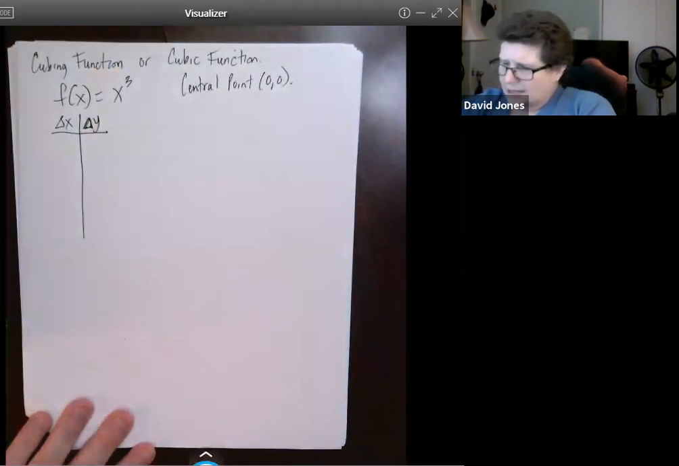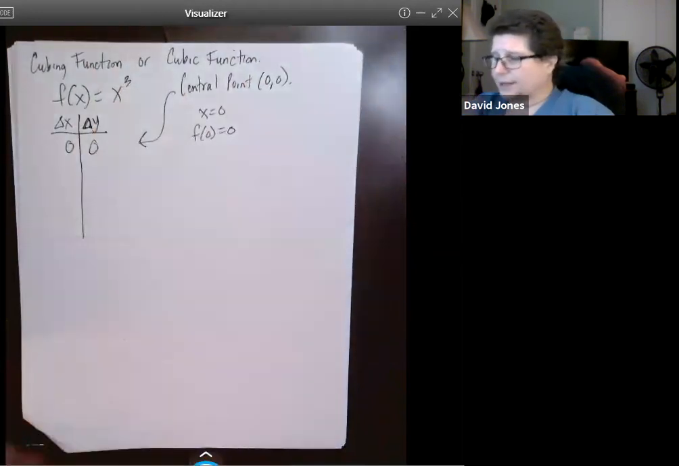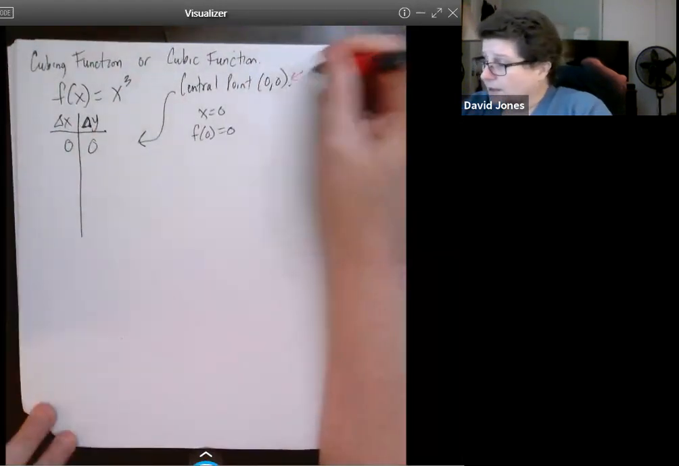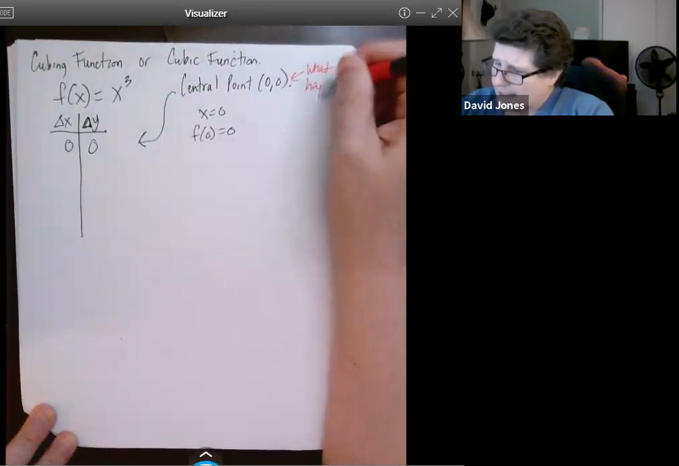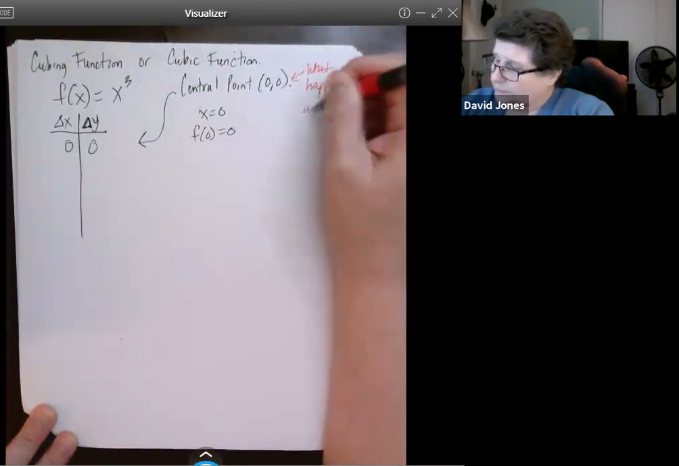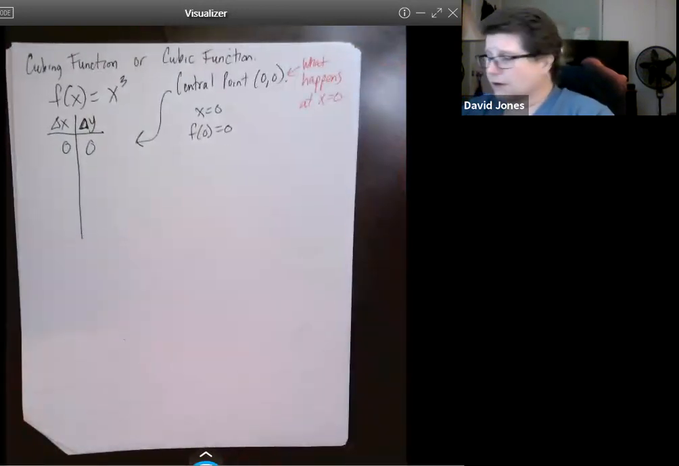And notice the way I get the central point is I just literally plug in x equals 0, f(0) equals 0. That's where the central point comes from. Plugging in what happens at x equals 0. Later on, we're going to show what happens as these graphs are different, but these are the base functions, basic functions.